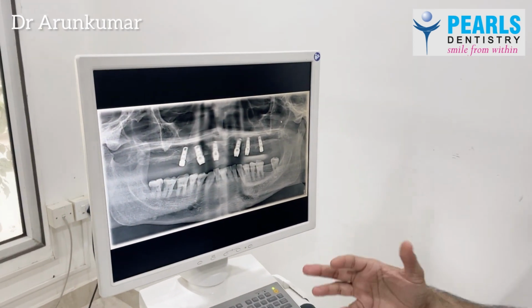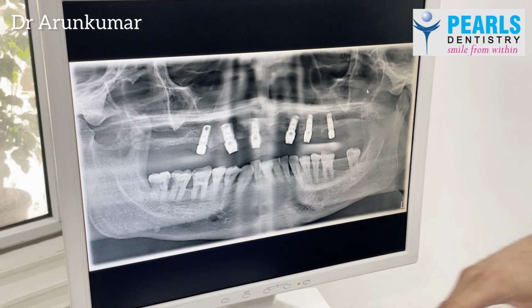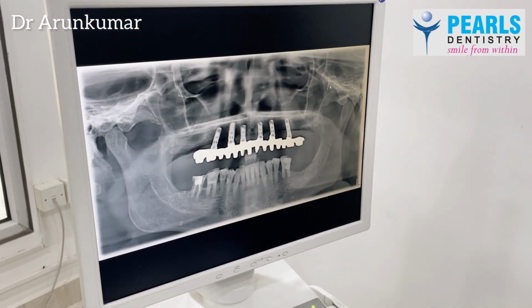And also we can do what is called PRF, where we draw the patient's blood, spin it, and collect the healing factors that are available in the patient's blood, and mix it with the graft material to enhance the healing, both bone healing as well as soft tissue healing. So that's what we have done for this particular patient. Extract, place all the implants, do a graft. Once you have done the graft, we place those multi-unit abutments as discussed in the last video, and then we are coming to the replacement stage.